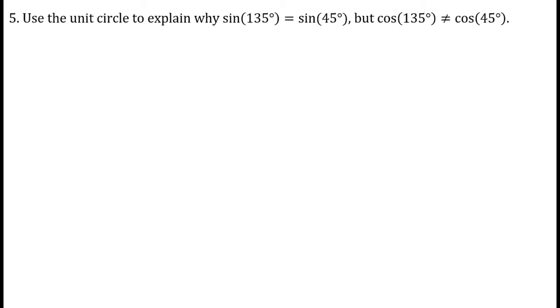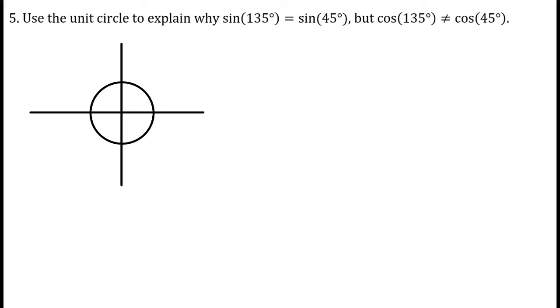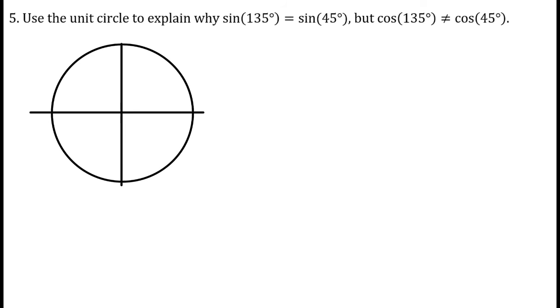Number 5, use the unit circle to explain why the sine of 135 equals the sine of 45. But the cosine of 135 is not the cosine of 45. So, make my axes, make my circle, make a nice unit circle here. Label that 0.01 so people know it's the unit circle. And 135 is in quadrant 2. We'll call that angle 135 there. Remember, you make your perpendicular back down to the x-axis always.